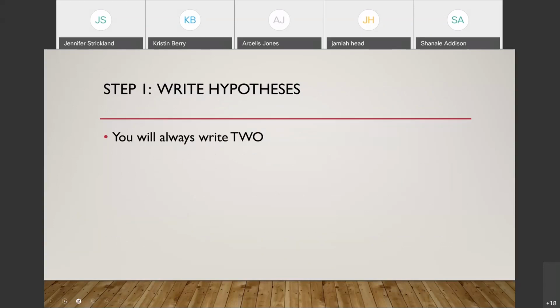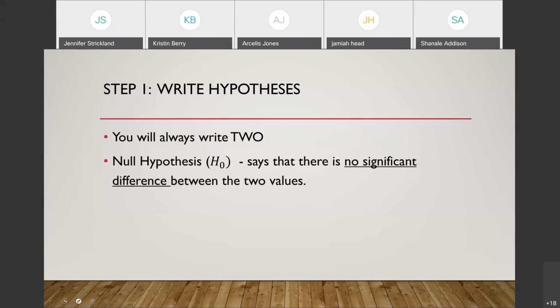So the first one, we're going to call the null hypothesis. And we're going to abbreviate it H, with a subscript of 0. We'll call it H sub 0. And that hypothesis says that there's no significant difference between the 2 numbers.